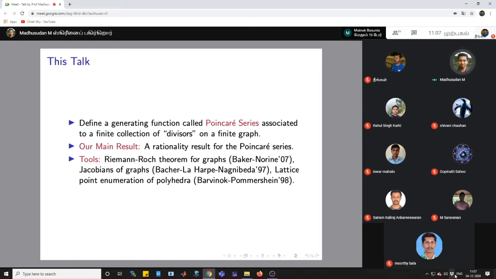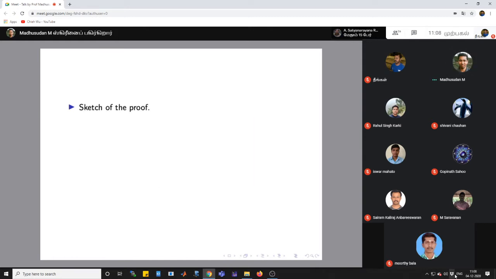And the third key tool is the theory of lattice point enumeration in polyhedra. Again, this also probably has precursors, but this reference here that I have mentioned, Barvinok and Pommersheim 98, is a survey of this topic. So it's fairly accessible and quite ready to use. We look at these three key tools before looking at the sketch of the proof. After that, we'll briefly look at the sketch of the proof of this rationality result.